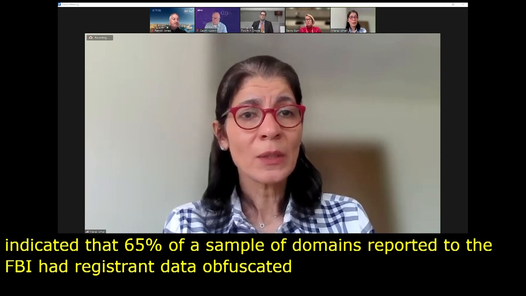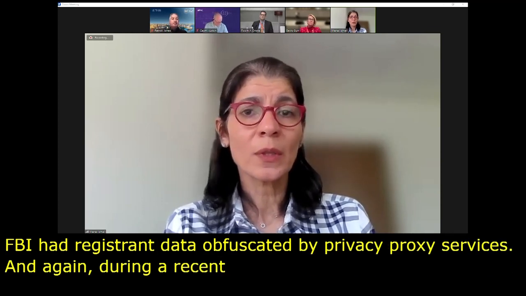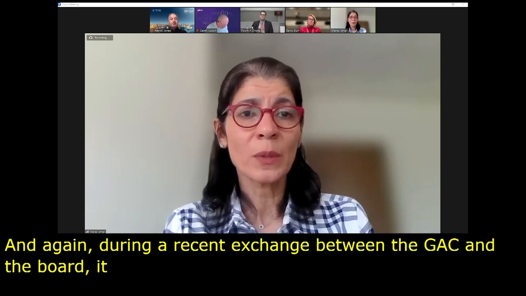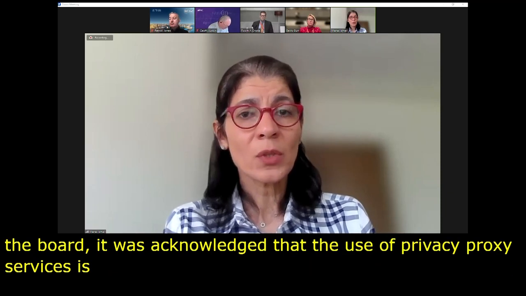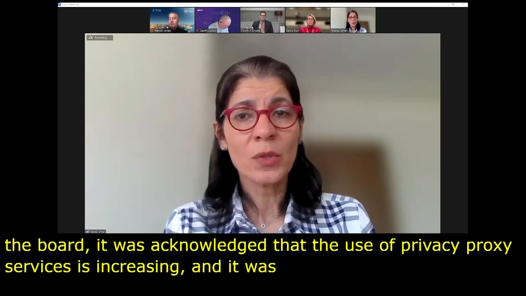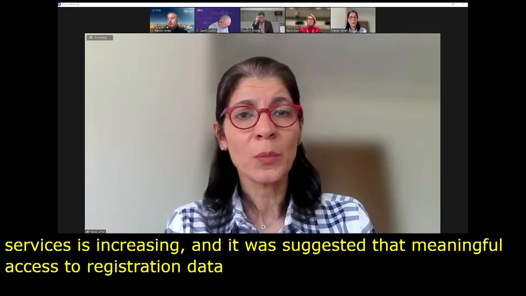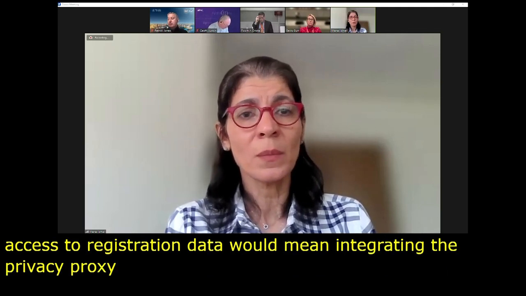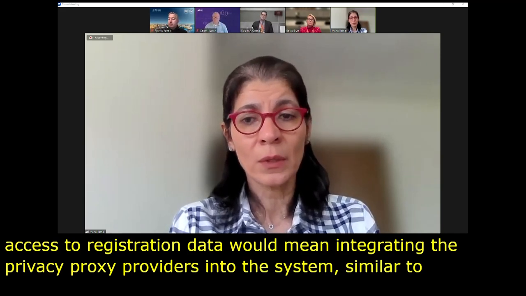And again, during a recent exchange between the GAC and the board, it was acknowledged that the use of privacy proxy services is increasing. And it was suggested that meaningful access to registration data would mean integrating the privacy proxy providers into the system, similar to how the registrars are integrated.